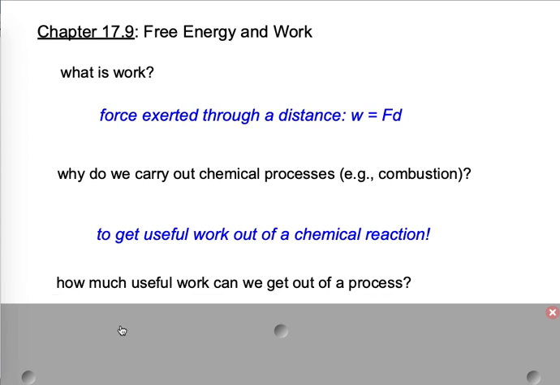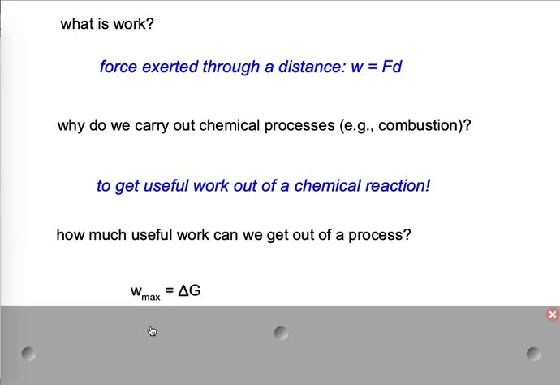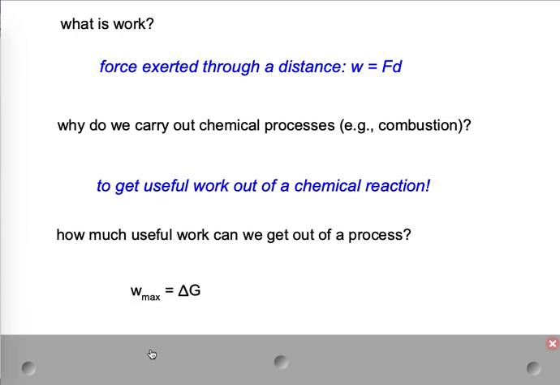So the question is, how much useful work can one theoretically obtain from a chemical process? Well, it turns out that the maximum amount of work that you can get from a process is delta G, which, as we saw before, is simply equal to delta G naught plus RT ln Q. So if I have a chemical reaction under a certain set of conditions and I want to know the maximum amount of useful work I can get from it, I simply calculate delta G.